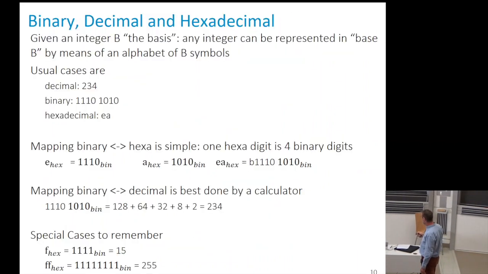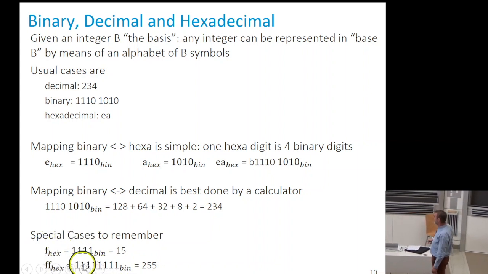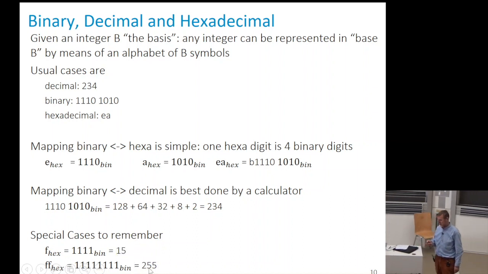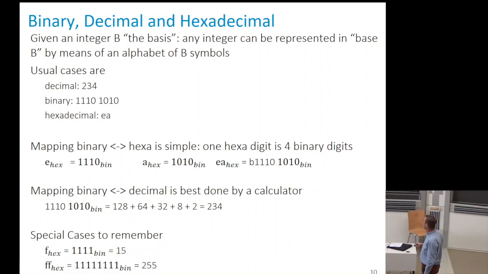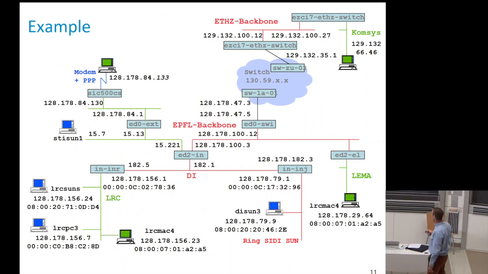A case of interest that we will often see is that when all bits are equal to 1, the number in hexadecimal corresponds to F, and in binary to 15 or 255, depending on the number of bits here. So that's something we will often see. We've seen already this network.